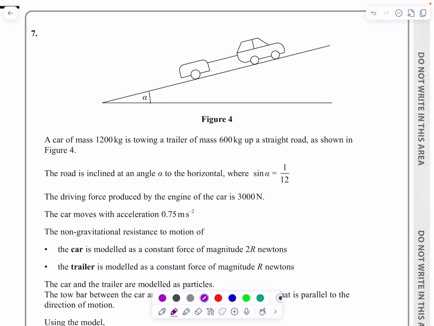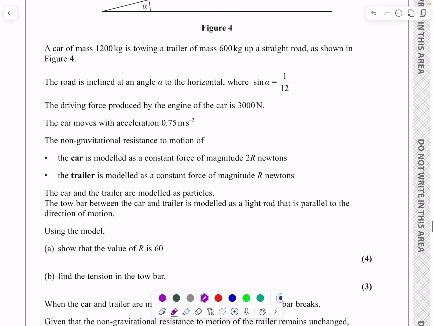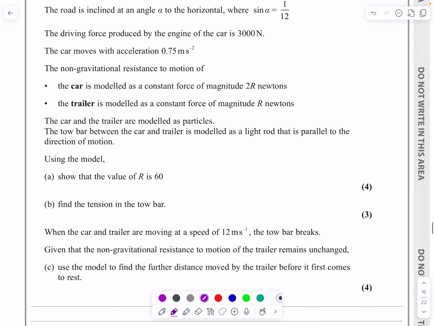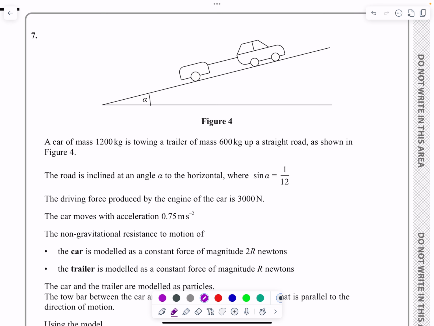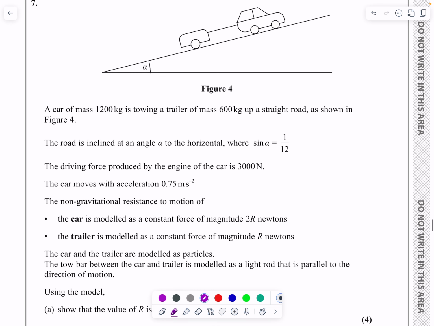Okay, this is the M1 paper from June 2023. It's question number 7, and this is a connected particles question on an inclined plane. We're going to be using dynamics and some SUVAT to work this out. But let's just read through all the information first of all.